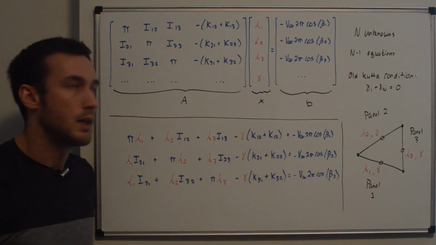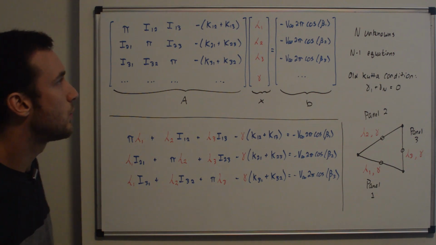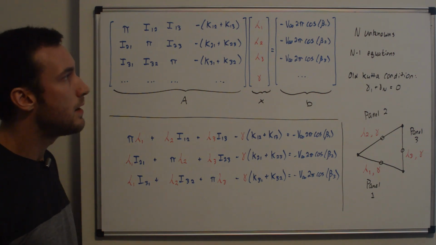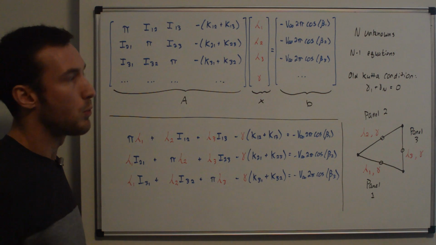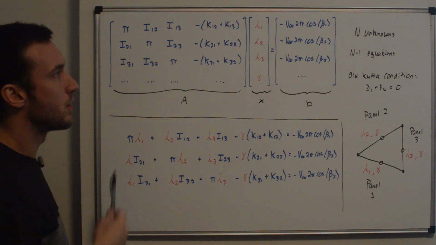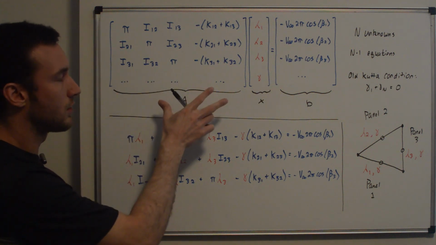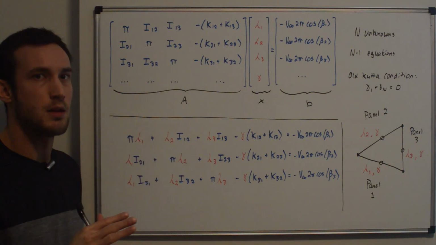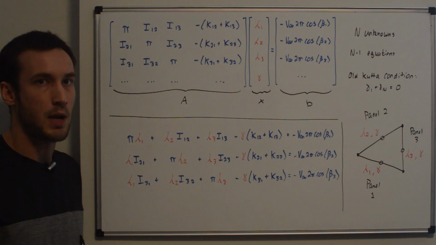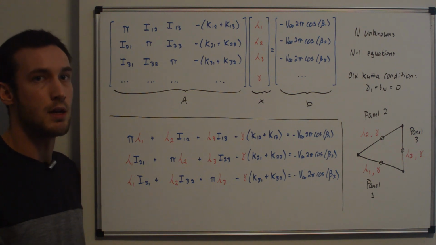Now looking at this matrix system, you might see that we have a problem. We have n unknowns, in this case 4, and we have n minus 1 equations, 3 equations. And this is a problem right now because we can't solve this system yet. It was not a problem technically in just the vortex panel method because we had n equations and n unknowns, all of the vortex strengths on each of the panels.